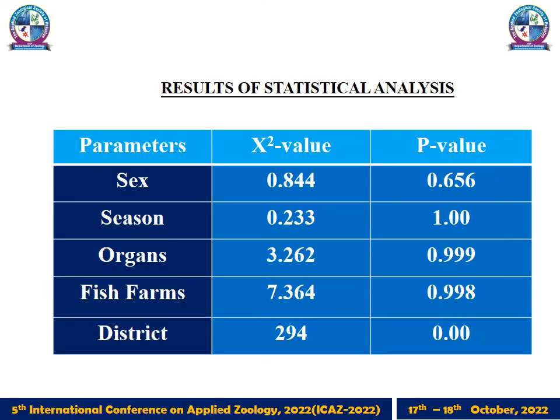And this table shows the statistical analysis result of the chi-square test of independence, and this shows that fish sex, season, organs and fish farms were showing insignificant difference, and that of district was showing significant difference.